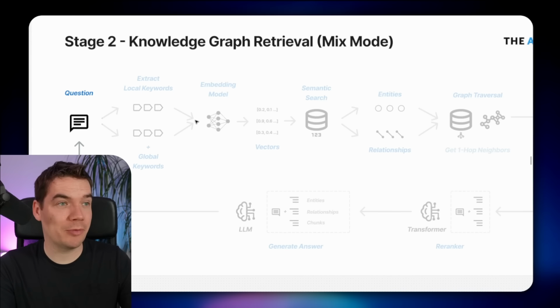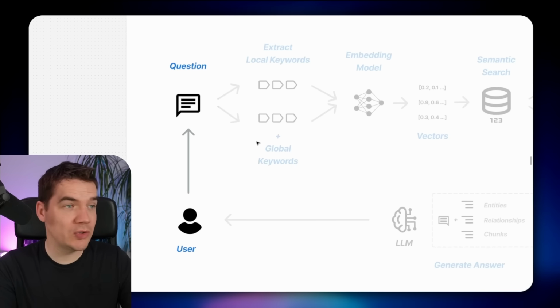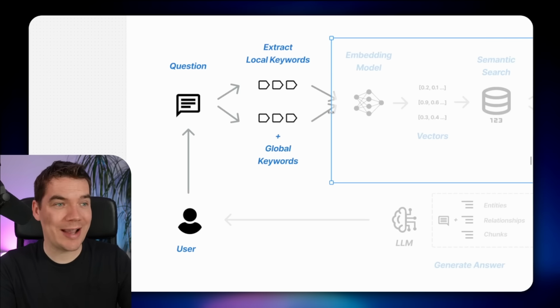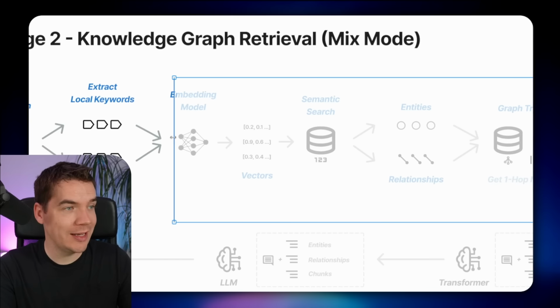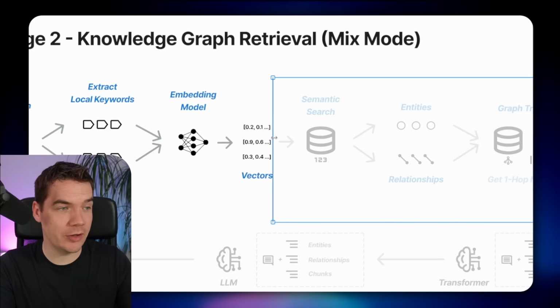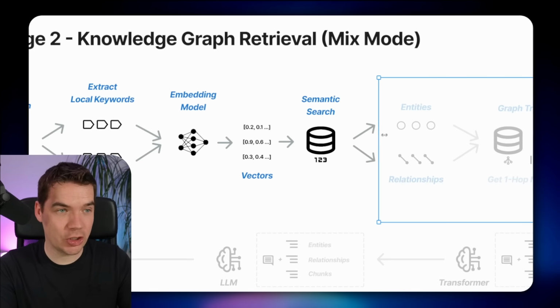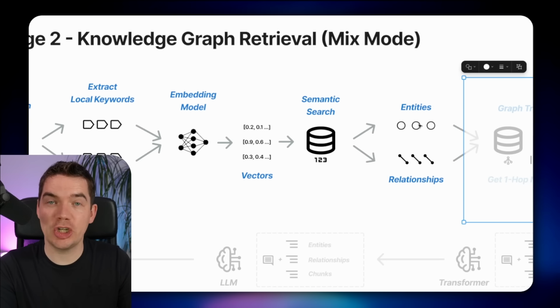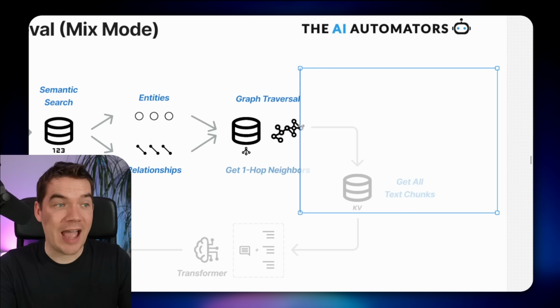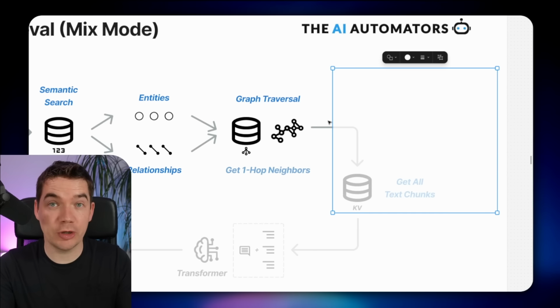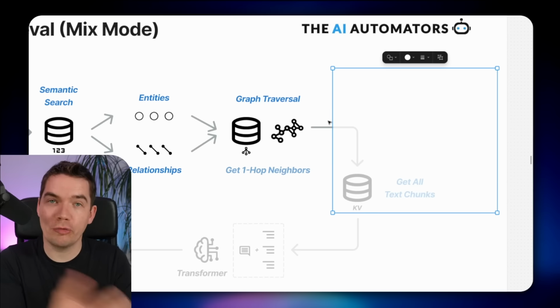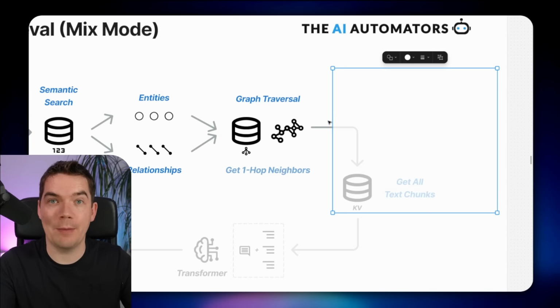And this is the step-by-step process for that mix mode. So the user asks a question like I did there. It extracts out local and global keywords like we talked about with the dual retrieval, generates embeddings of those keywords, and then carries out a semantic search looking for entities and relationships that were embedded in the ingestion phase. And then off the back of the entities and relationships that return, it carries out a graph traversal looking for the one hop nearest neighbors. And this is why I was saying that LightRAG isn't as impressive as other GraphRAG solutions for multi-hop style queries.